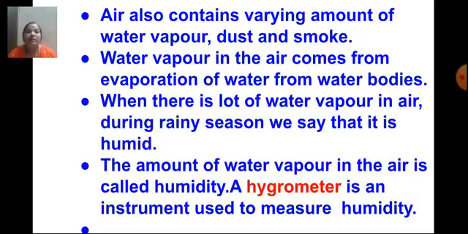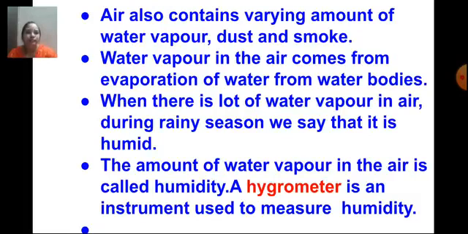So what is the amount of water vapor in the air called? The amount of water vapor in the air is called humidity. There is an instrument which is used to measure humidity, and that instrument is called a hygrometer. When there is too much humidity in the air, we feel uneasy, we feel very hot. The days are very hot and humid.